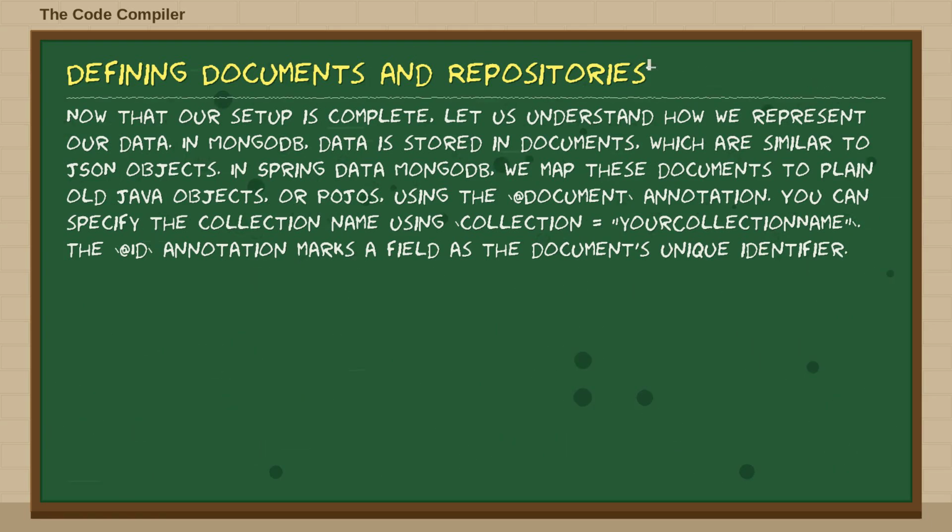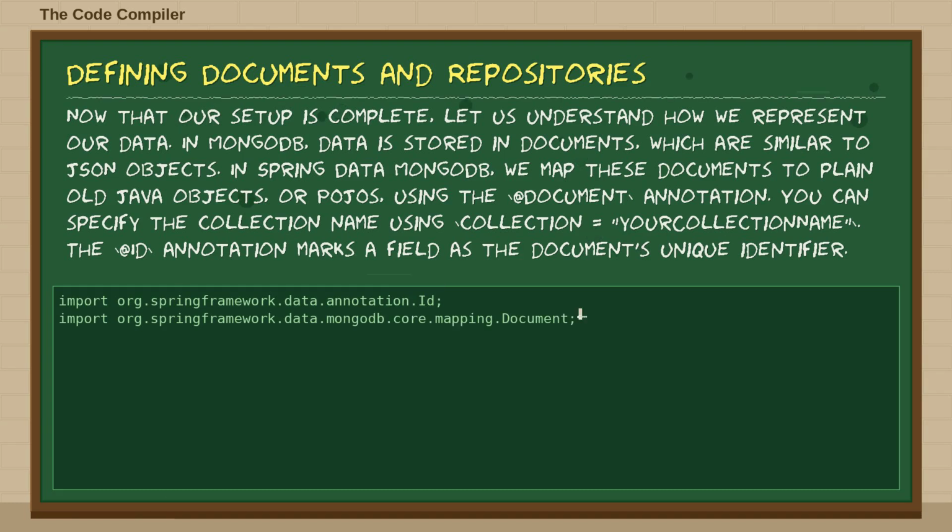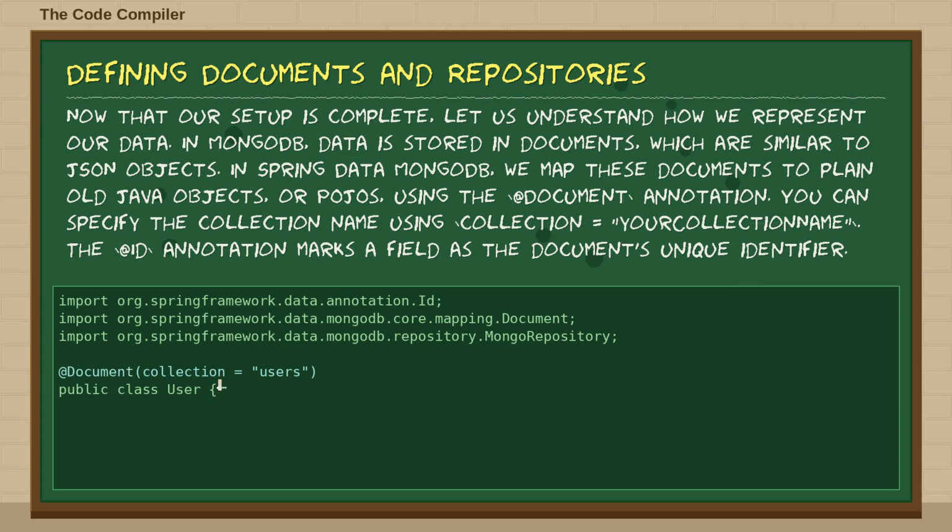After defining our document, we create a repository interface by extending MongoRepository. This powerful interface provides a rich set of methods for common create, read, update, and delete, or CRUD, operations right out of the box, saving us a lot of boilerplate code. We just need to define the type of our document and the type of its identifier.